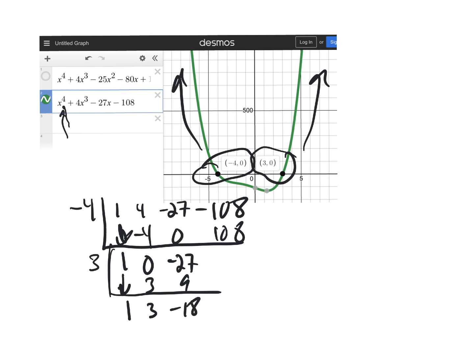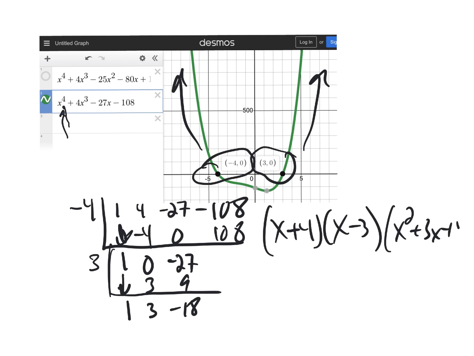Okay, so what I've got for factors is x plus 4, x minus 3, and then this x squared plus 3x minus 18. And that's because, remember, if we took x to the 4th and divided by x, that leaves x cubed. We divided that by another x, and that left x squared. That's why we ended up with x squared.